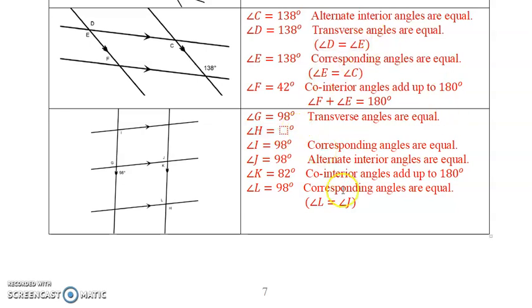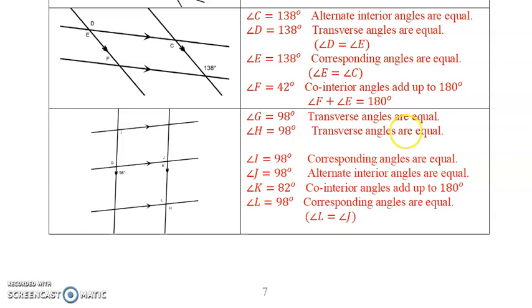And angle H is equal to angle L, so that's also 98 degrees. And the reason angle H is equal to angle L is that transverse angles are equal. All right? But we have to give a description of why that's the case. Okay? So we say that angle H is equal to angle L, and again, that was because transverse angles are equal. These are transverse angles. Okay?